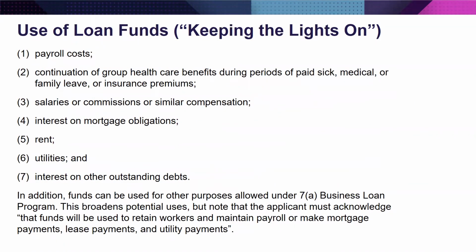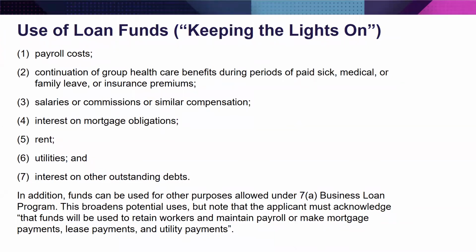So how can you use these funds? This act was put together very quickly, and there's a rub, which I talk about at the end, but generally speaking, the best way to think about these loans is that these are loans made to keep the lights on. They're supposed to be used for payroll costs and benefits, salaries, interest on mortgage obligations, rent, utilities, and interest on other outstanding debts.